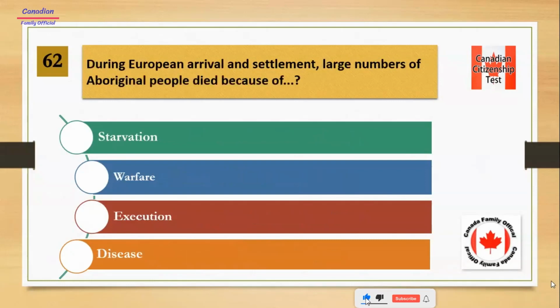During European arrival and settlement, large numbers of Aboriginal people died because of: Number 1 starvation. Number 2 warfare. Number 3 execution. Number 4 disease. And the answer is disease.